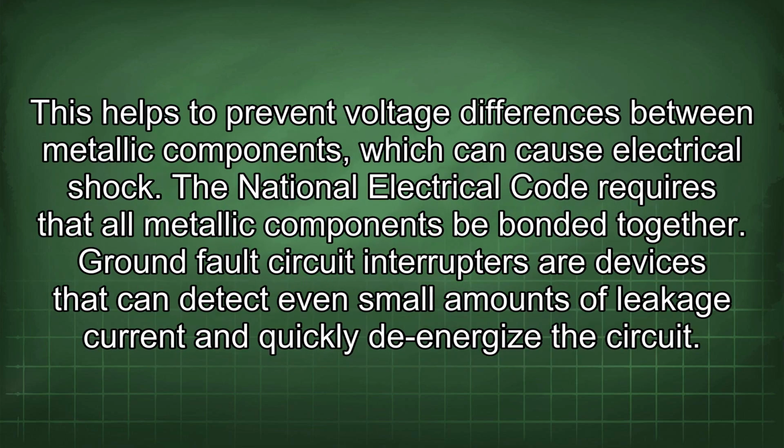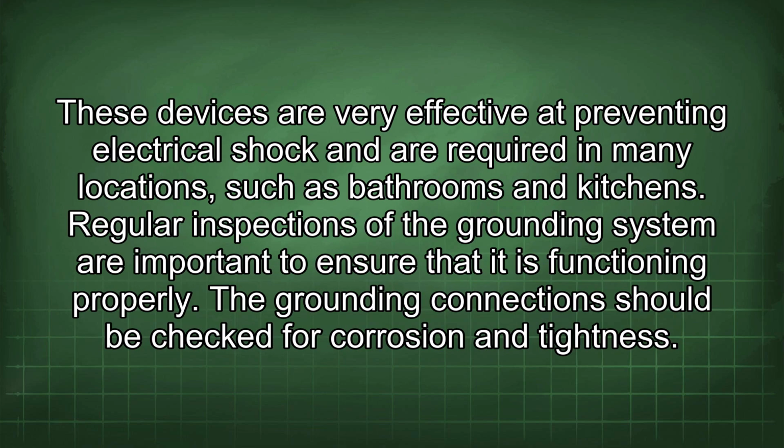This helps to prevent voltage differences between metallic components, which can cause electrical shock. The National Electrical Code requires that all metallic components be bonded together. Ground fault circuit interrupters are devices that can detect even small amounts of leakage current and quickly de-energize the circuit. These devices are very effective at preventing electrical shock and are required in many locations, such as bathrooms and kitchens.